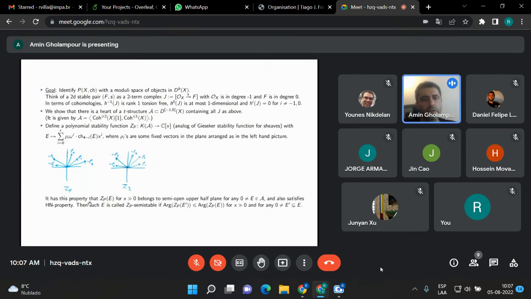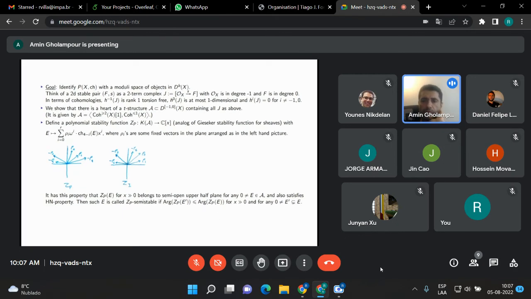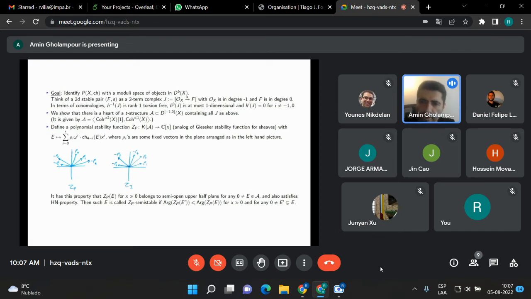It has the property that Z_P of E for x sufficiently large belongs to the semi-open upper half plane for any E in the heart A, and they satisfy the Harder-Narasimhan property. Then we say E is Z_P stable if the argument of Z_P of E' is less than or equal to that of Z_P of E for x sufficiently large, for any proper non-zero subobject E' of E.